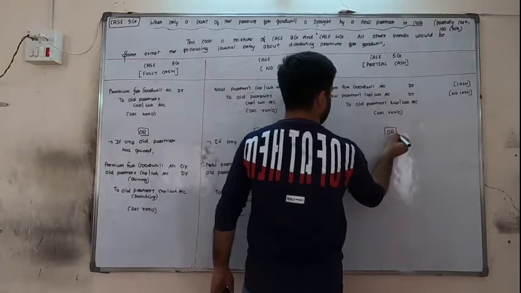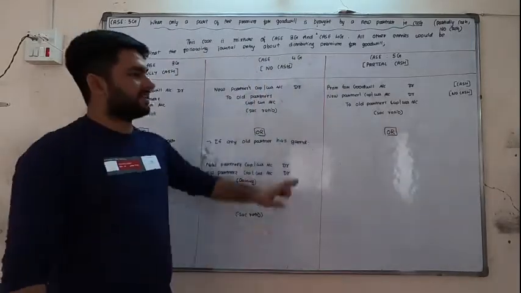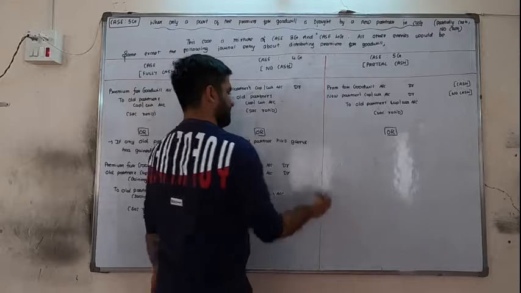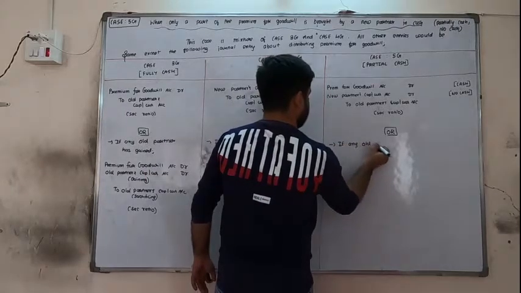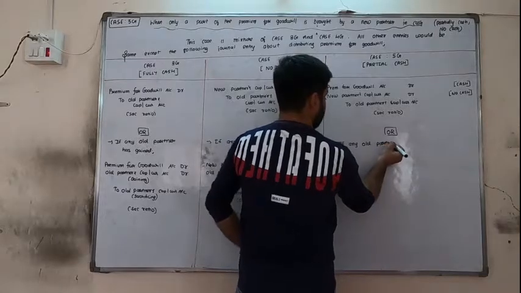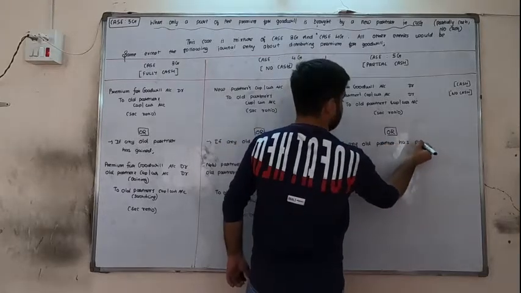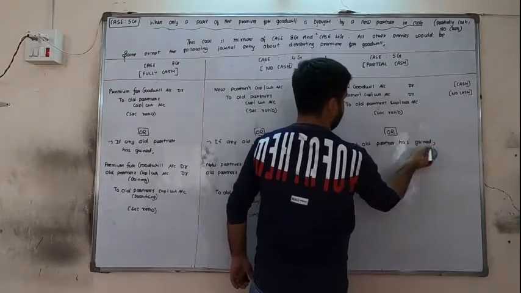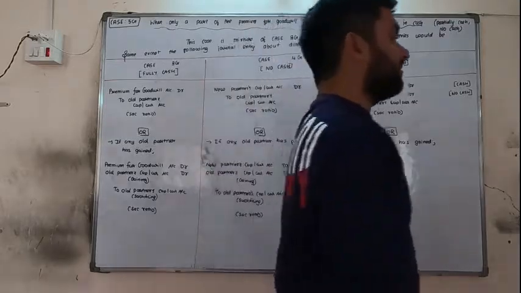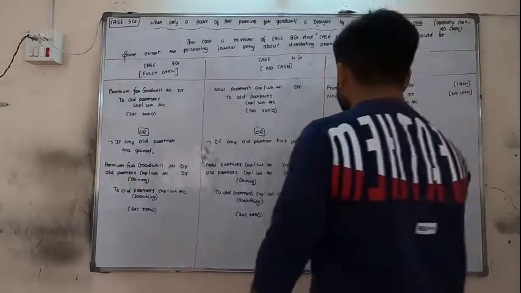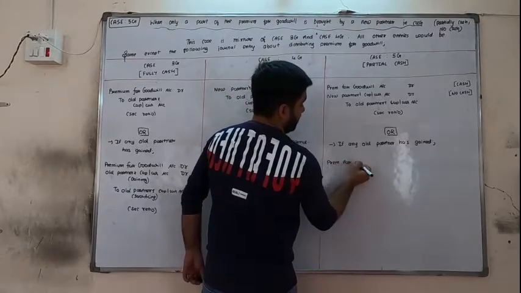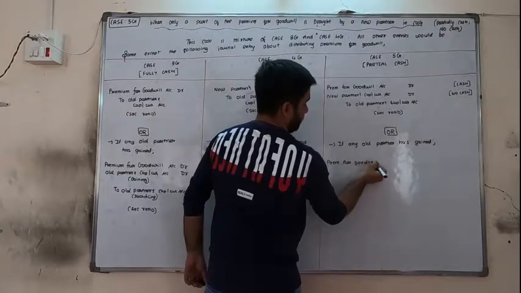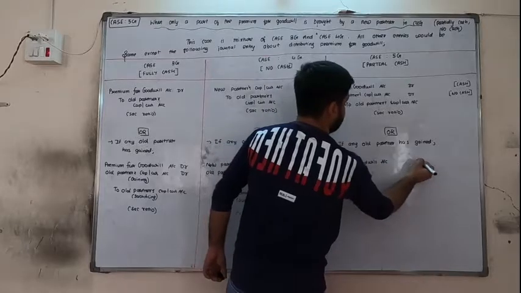Again here also, if any old partner is gaining, then we will debit him. If any old partner has gained, then what entry can be written for it? Premium for goodwill account debit.